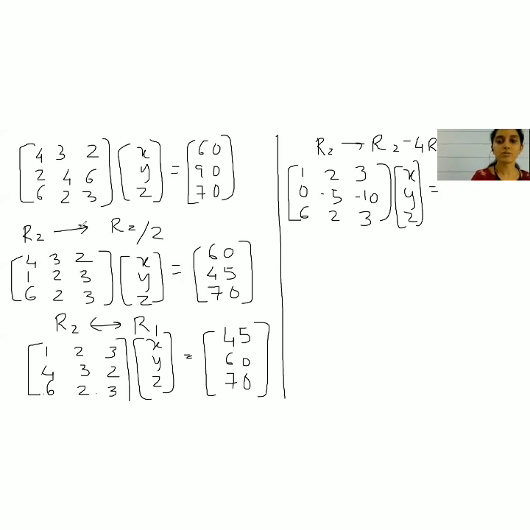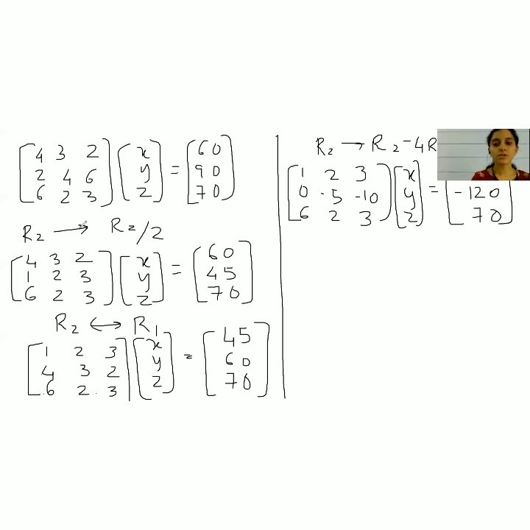So right hand side will become, R2 is changing, so first row remains as it is, 45. 60 minus 4 times 45, so that is 4 fives are 20. 60 minus 180, minus 120. And the last number as it is. Now this has become 0.